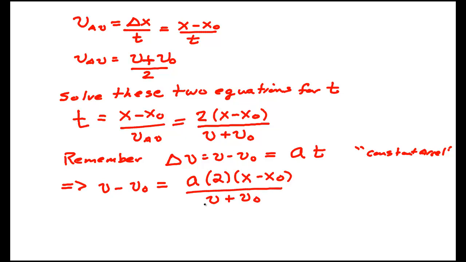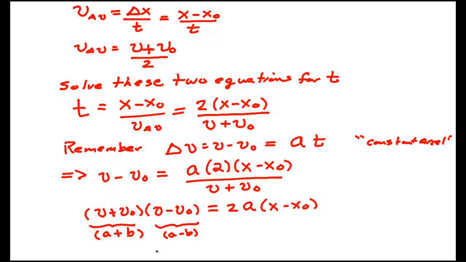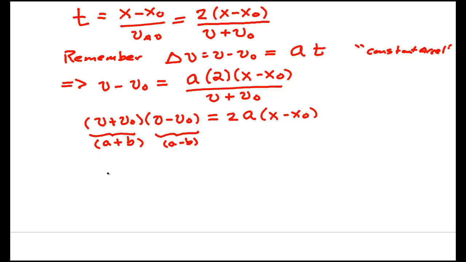I'm going to take that denominator and bring it out front. V minus v naught, times v plus v naught, bring in this one, times that. V minus v naught times v plus v naught is 2 times a times x minus x naught. Well, this is something we should know from algebra. This is a plus b, and this is a minus b. And this is called the difference of perfect squares. So when you multiply something like that, you get a squared.